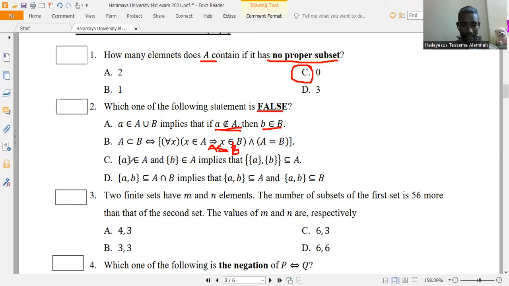The set {a} is an element of the power set, and b is an element in a implies a and b is a set containing a and b is a subset of A. Clearly this statement is true: {a, b} is a subset of A intersection B, which implies that A intersection B is a subset of A, and A is also a subset of the intersection. So this statement is true, and this is true too, and this is false.